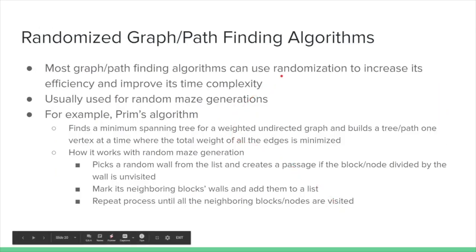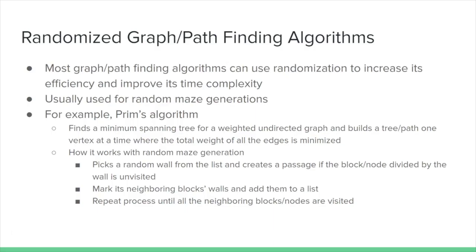So more about randomized graph and pathfinding algorithms. Most graph and pathfinding algorithms can use the randomization method to increase their efficiency and improve their time complexity. Usually graph and pathfinding algorithms are mostly used for random maze generation. So for example, Prim's algorithm will find a minimum spanning tree for a weighted undirected graph and builds a tree or path one vertex at a time where the total weight of all the edges is minimized.